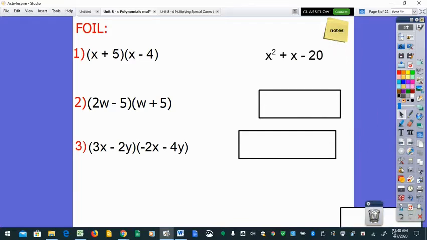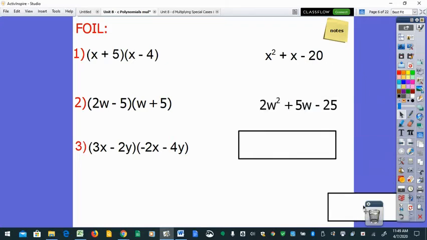Okay, so x times x is x squared. I've got a negative 4x and a positive 5x that we're going to join to a positive 1x. And 5 times negative 4 is negative 20, and there is my quadratic trinomial. Next one, 2w squared plus 5w minus 25. 2w times w is 2w squared. The outer will give me 10w. The inner will give me negative 5w, and when I put those together, I get a positive 5w. And a negative 5 times a positive 5 is a negative 25. And there's my quadratic trinomial.